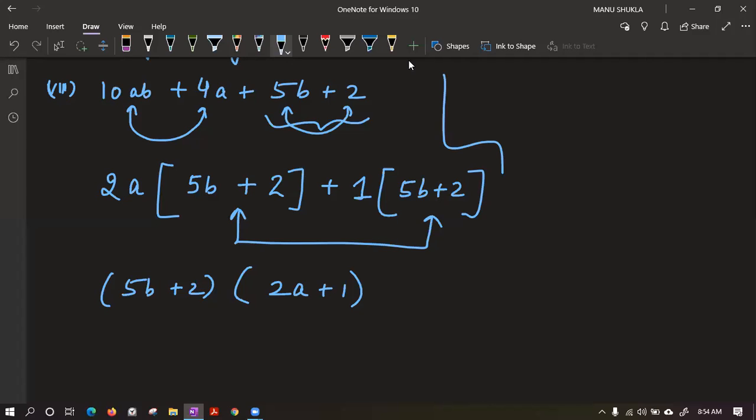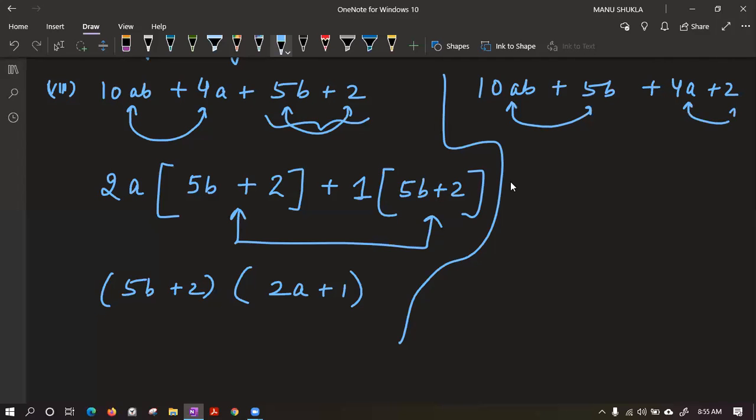Hiteshri is saying, sir, what if we take the group 10ab and 5b, plus 4a plus 2? So she has shifted the terms. She has brought together 10ab and 5b, 4a and 2. Let's see what can be done. In this case, 5 constant is common. So do one question of middle term splitting.